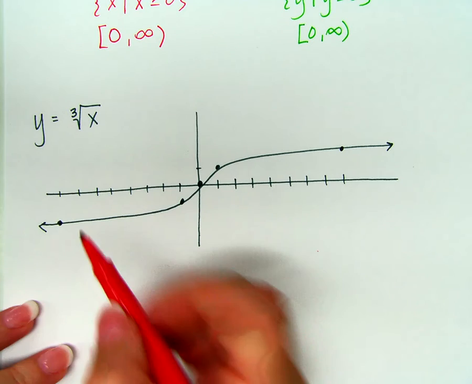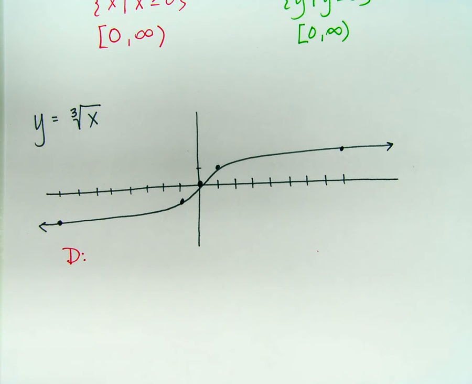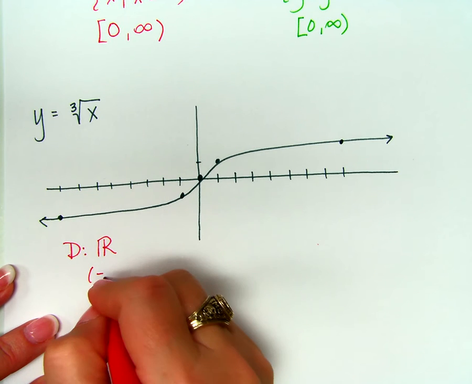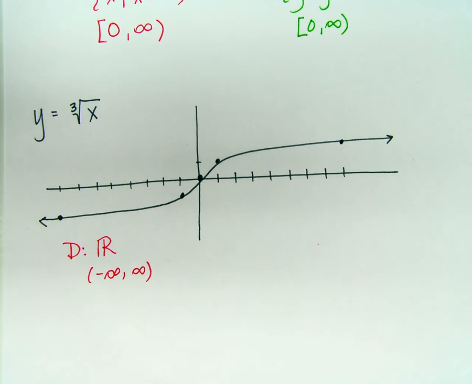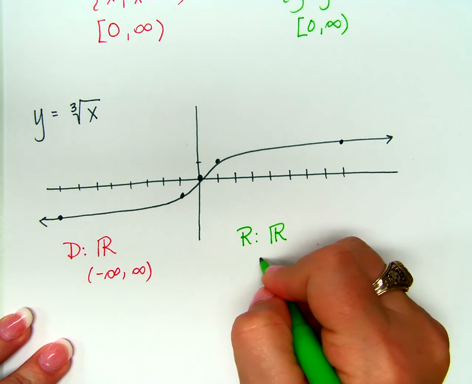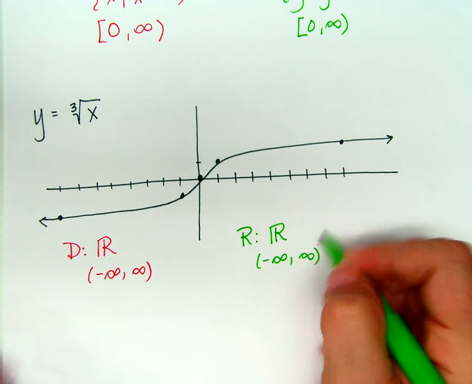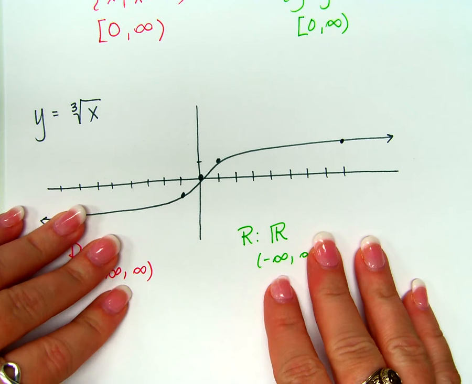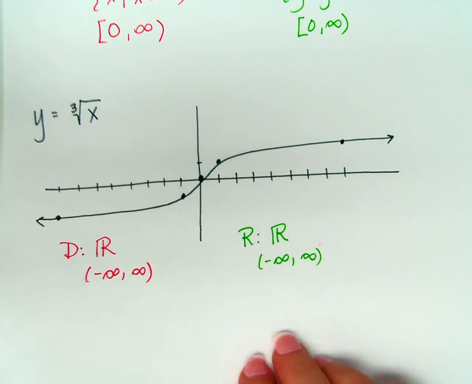Okay. What is its domain? All real numbers. So negative to positive infinity? What about its range? All real? Any questions about that? Got it? Then let's talk specifically about some transformations that deal with square root and cube root functions.